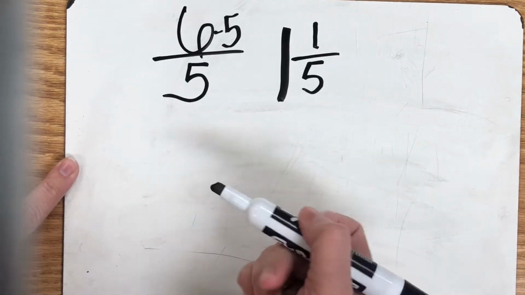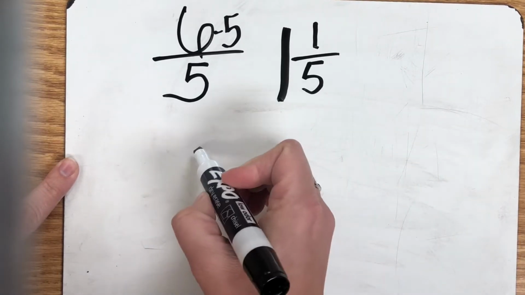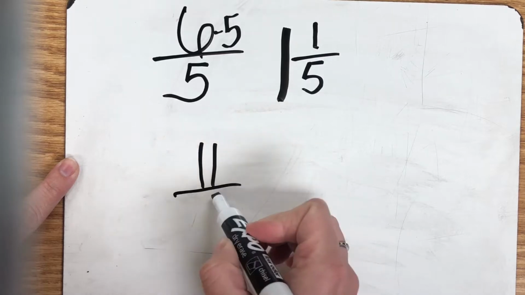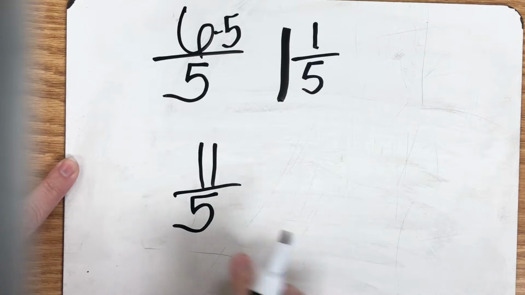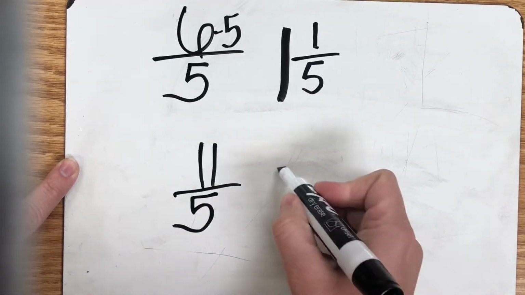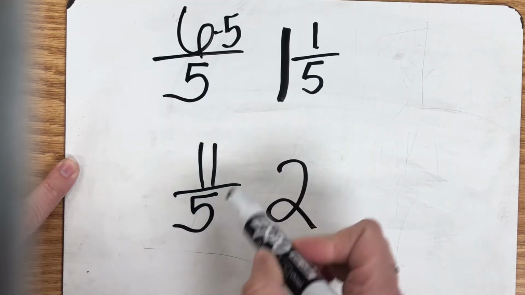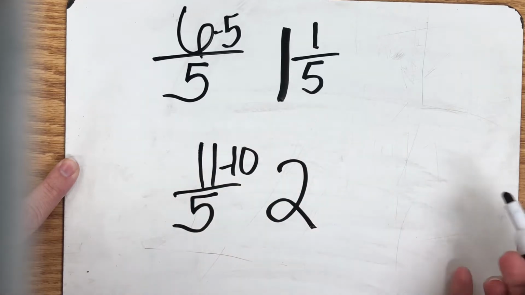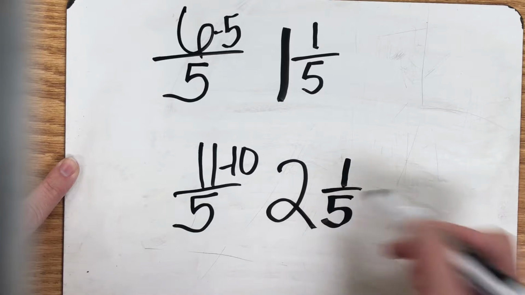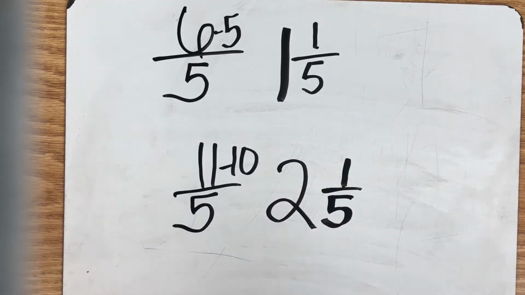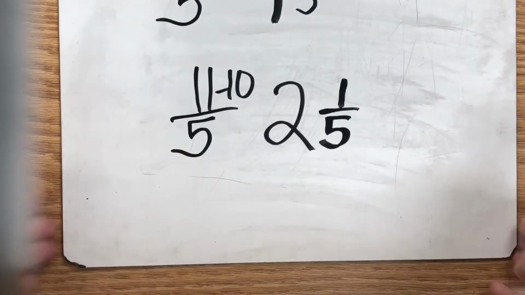So for example, if I had 11 over 5, you still do the same thing. 5 will go into 11 2 times. And then 5 times 2 is 10. So you're going to subtract that for your numerator. 11 minus 10 is 1. Denominator stays the same. So that's how you change an improper fraction to a mixed number.